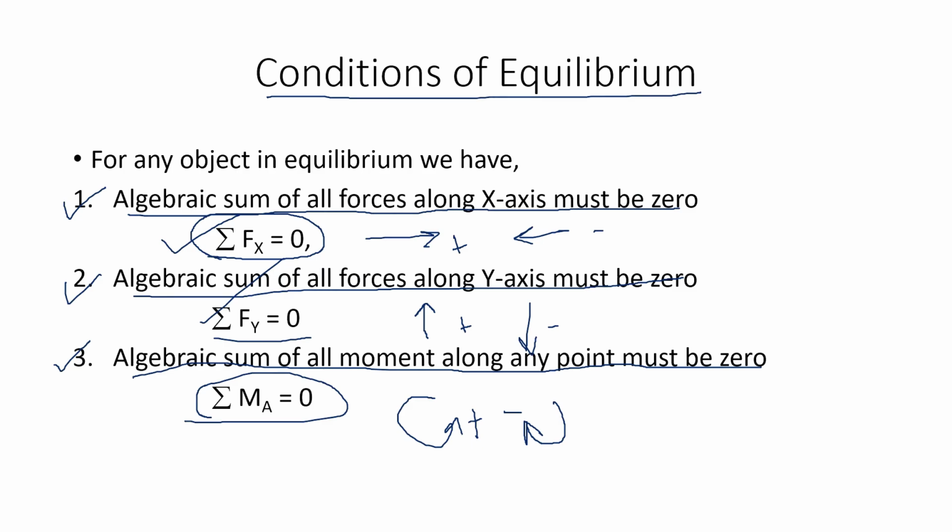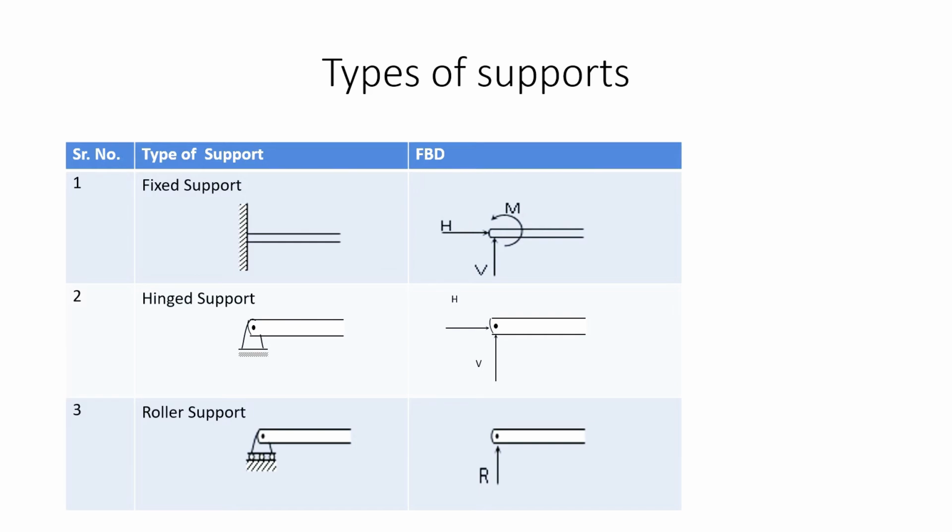So once we have understood equilibrium, we will go for types of support. First, let us understand the theory part of support. So what is support? When I am restricting the motion of any body in a particular direction, then I can say that in that particular direction I have provided support.